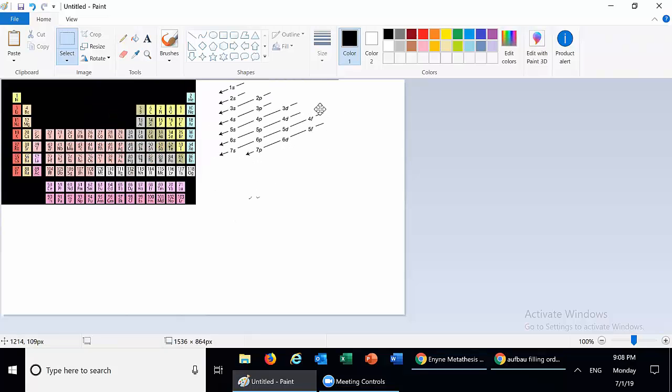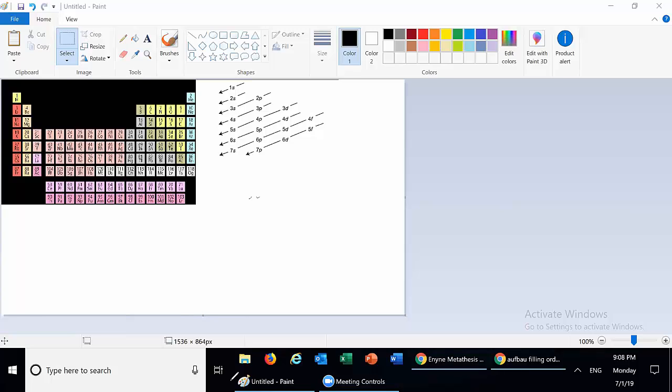So this picture tells us the order in which electrons will fill the orbitals, right? The first orbital to fill is the 1s, and then we go by diagonals. So then the 2s, then the 2p, the 3s, the 3p, the 4s, 3d, 4p, 5s, and then you get the idea, right?